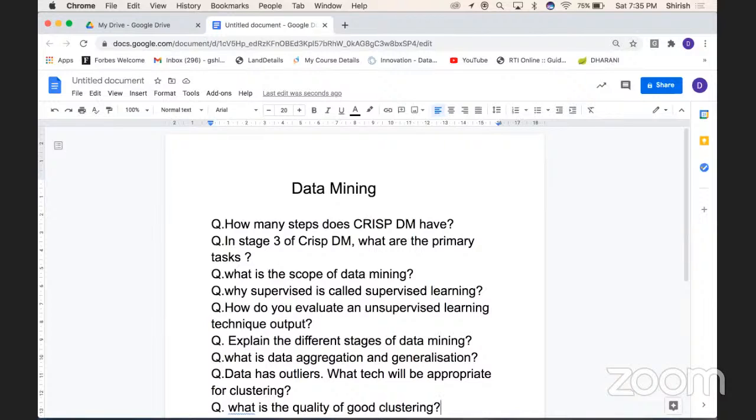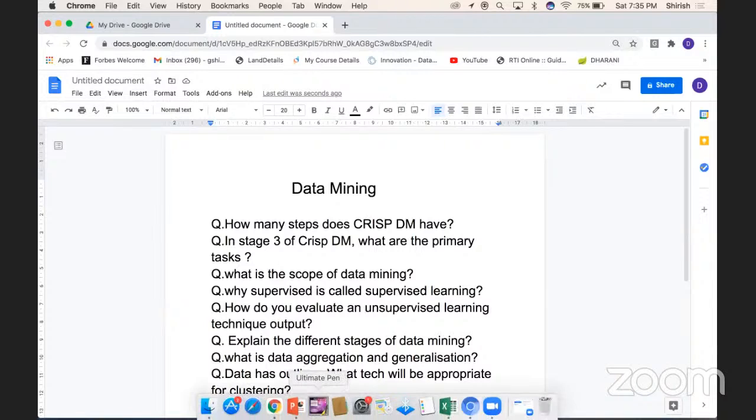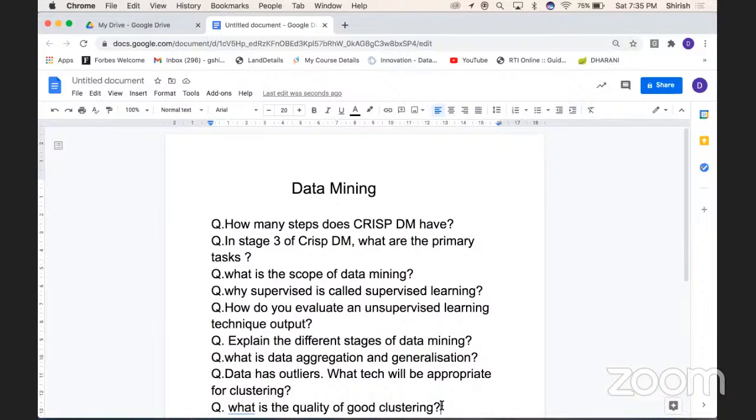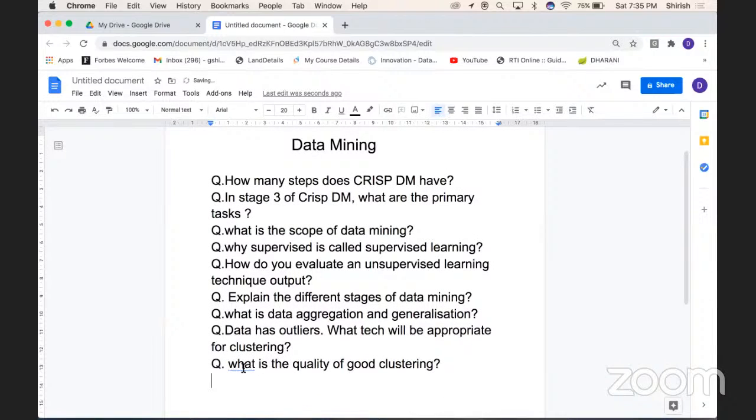Okay, can someone help me out in writing, what are the major approaches for clustering? Do we have different approaches? What are the major clustering approaches? Okay, let me put it here.